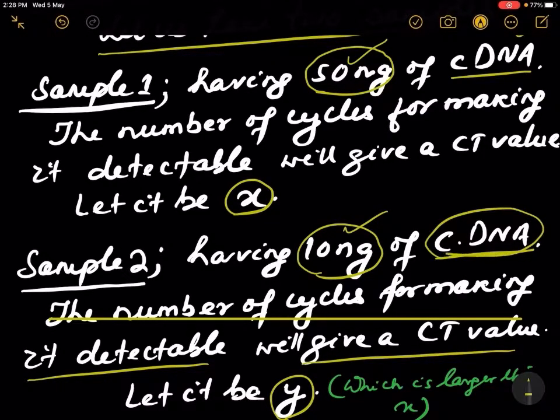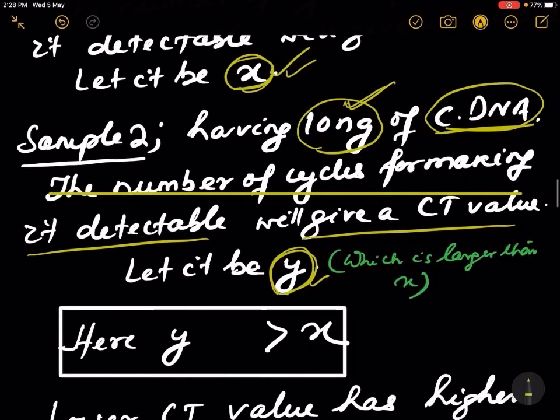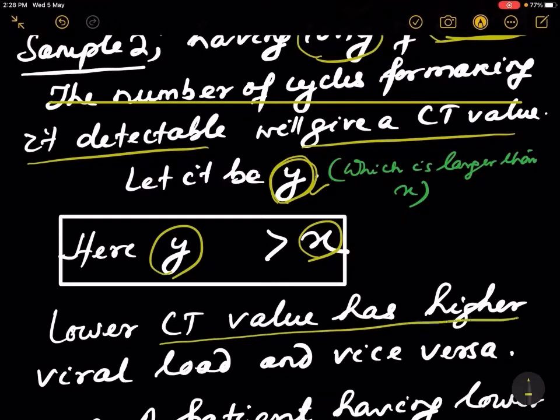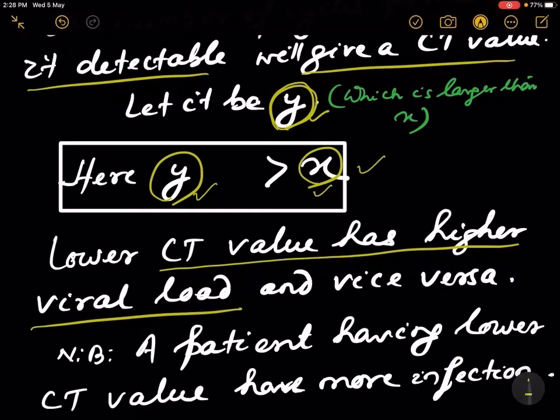As it contains 50 nanogram, its CT value is found to be X. As it is 10 nanogram, its CT value is found to be Y. Here Y is larger than X. Lower CT value has higher viral load. Y is larger than X, so X is the lower value. A patient having lower CT value has more infection. So you see, lower CT value has higher viral load and vice versa.